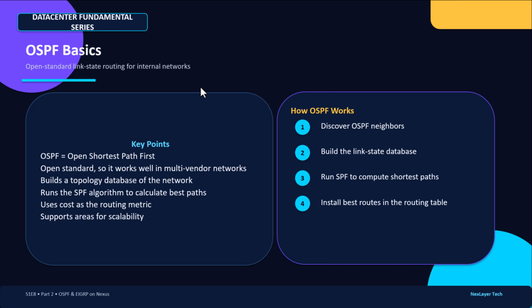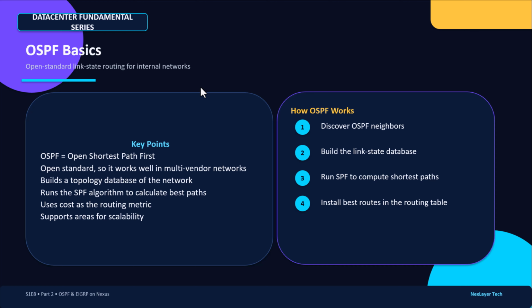After building the map, the device runs the shortest path first algorithm, also known as the SPF algorithm. This algorithm calculates the best available path toward each destination. OSPF uses cost as its routing metric. A path with lower total cost is preferred over a path with a higher total cost.